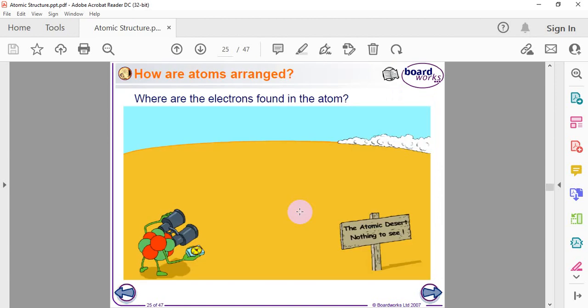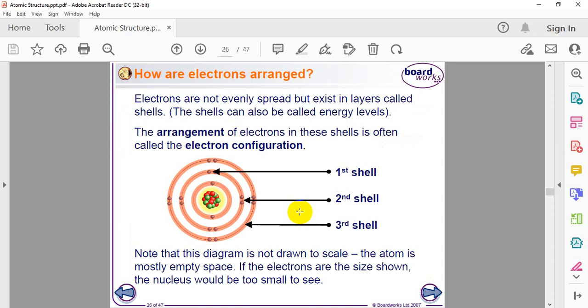Electron configuration. Where are the electrons found in an atom? They are in orbitals. Electrons are not evenly spread, but exist in layers called shells or orbitals. The shells can also be called energy levels. The arrangement of electrons in these shells is often called the electron configuration. So you should be able to define electron configuration as the arrangement of electrons in shells.